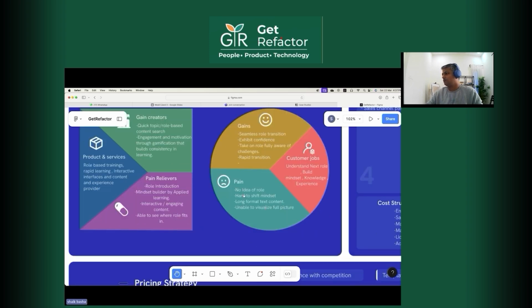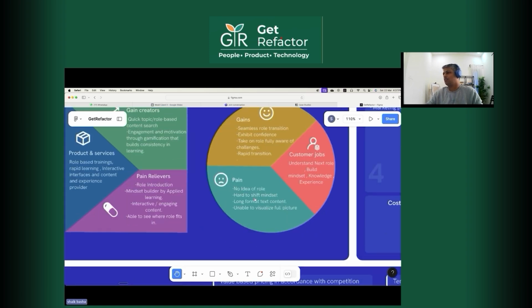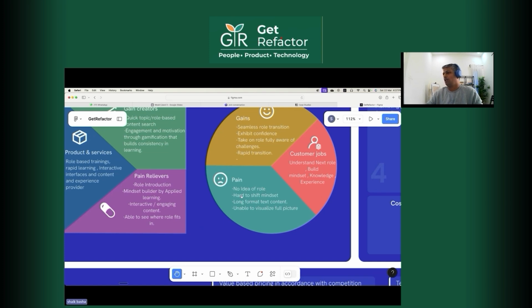And what is the pain? As of today, he doesn't have the idea of the role. It is hard to shift the mindset that he has. Long format text content, he is not able to read it or comprehend it, unable to visualize the bigger picture of what he's going to do, right? These are his pain points.